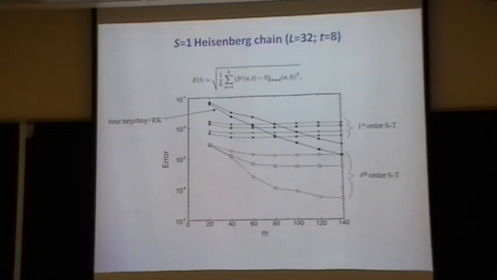So let's see what happens with the Runge-Kutta, with time targeting. What we see is that the error basically keeps going down as we increase the number of states. Even though there is a difference between two different time steps, here it's totally dominated by the truncation. So it's the other way around.